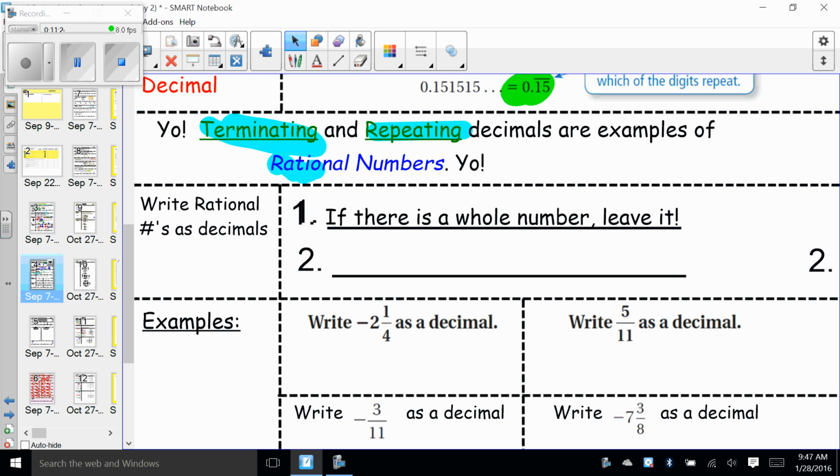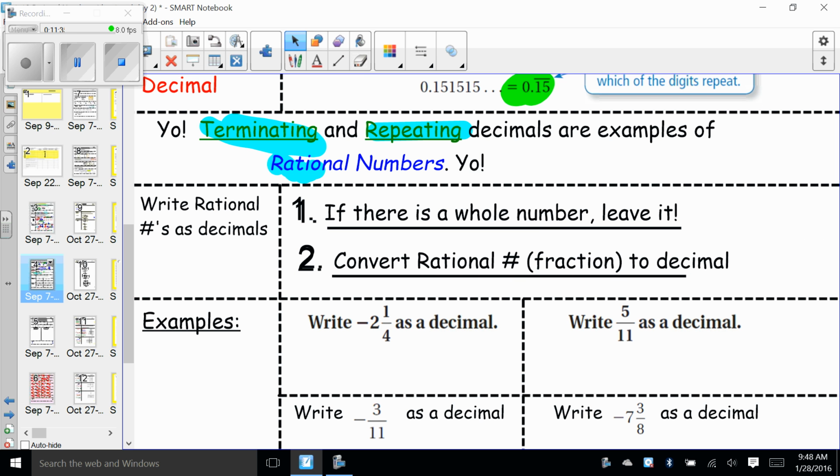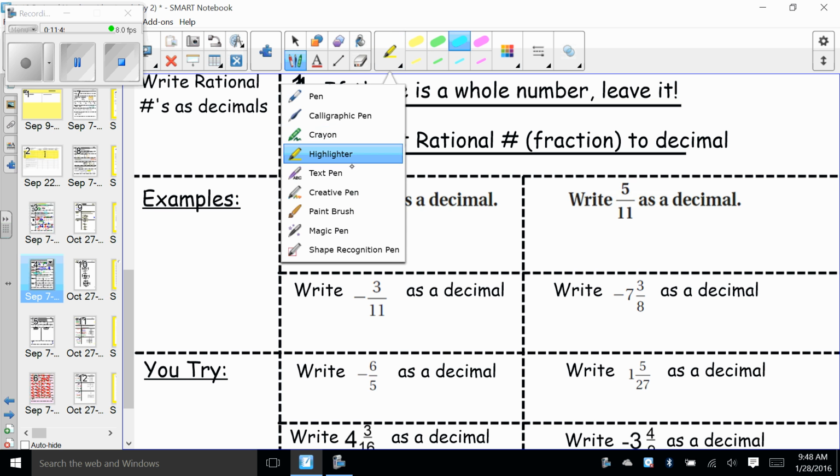Step 1, if there's a whole number, leave it. If we have a whole number, we just simply leave it. Then at that point, you would want to convert the rational number, which is a fraction, to a decimal. So if there's a whole number, leave it. Take the fraction and convert to a decimal. You can use your calculator to help you through these steps.